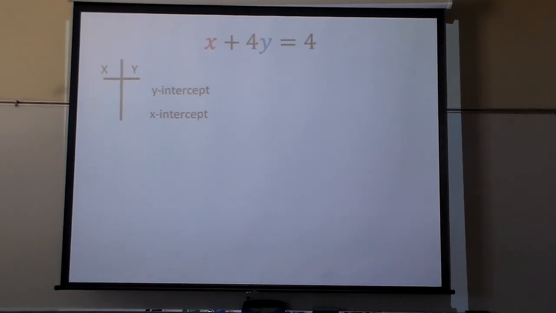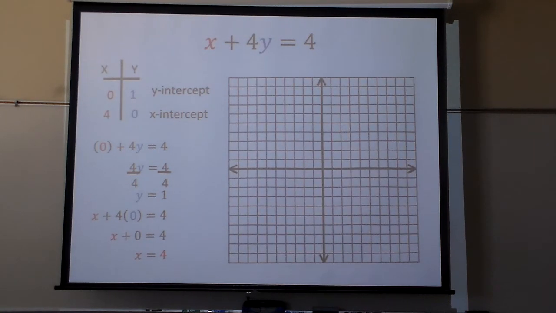All right. Try one last one. Well, I'll put 0 in there. It's going to be 4y equals 4, divided by 4, y equals 1. Put the 0 in this one. 4 times 0 is 0, so x is just going to be 4. So my intercepts are at 0, 1 and 4, 0. Connect the dots. Wow, pretty cool.